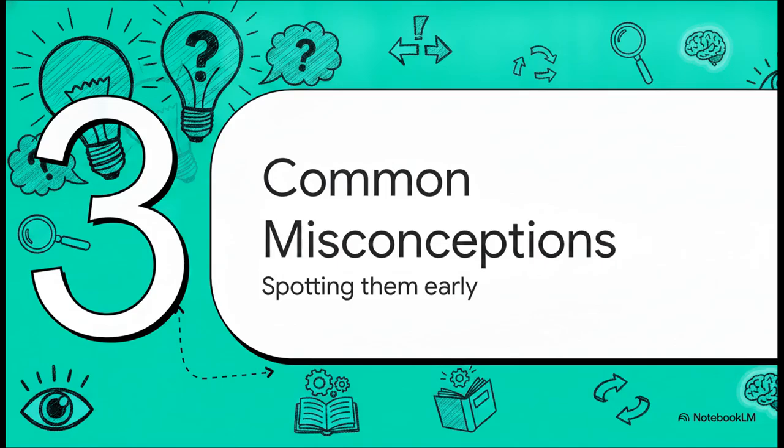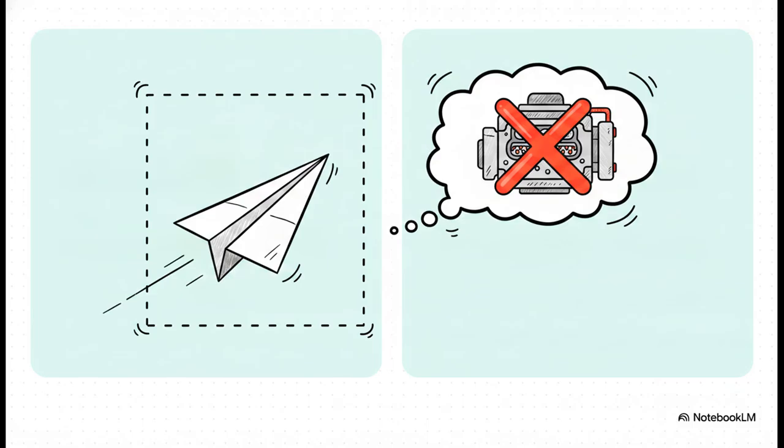Next up is Section 3, Common Misconceptions, Spotting Them Early. So, the first major misconception involves scientific models. Students, and let's be real, sometimes adults too, often think that if a model has a limitation, it means the model is just bad or a complete failure. We need to correct this right out of the gate by teaching that limitations are simply the boundaries of that model. Like a paper airplane is an awesome model of flight, right? But its limitation is that it doesn't have an engine. That doesn't make it a bad model. It just defines what it can and cannot show us.